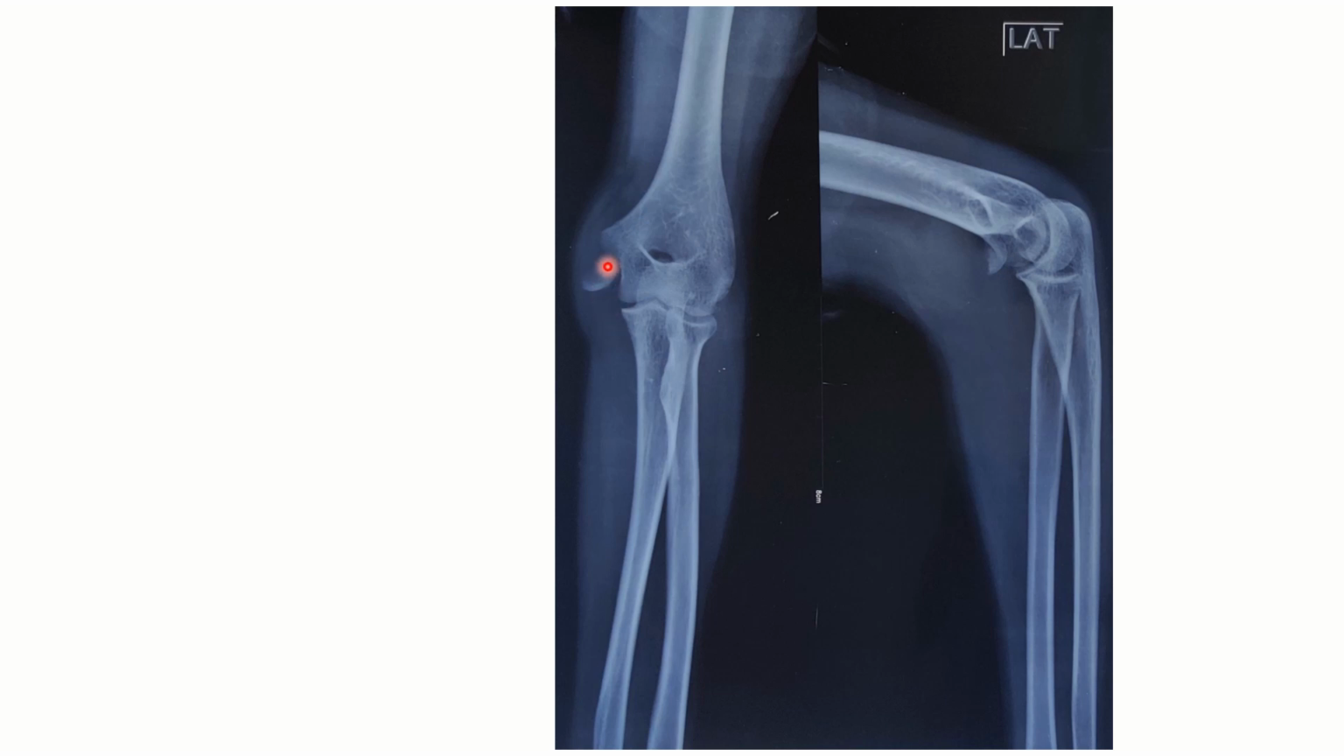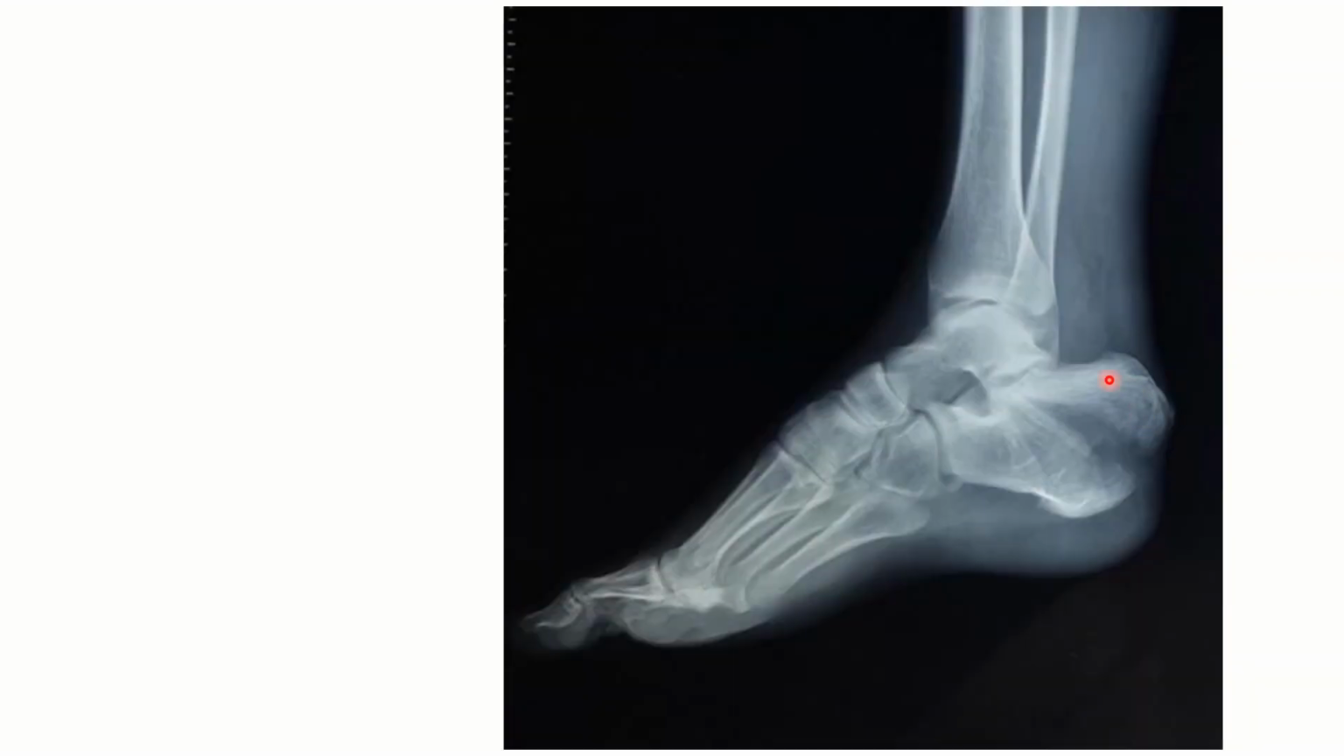For example, in this X-ray, the medial epicondyle is avulsed because of the attachment of the common flexor origin. So this would be an avulsion fracture of the medial epicondyle. Similarly, we can have an avulsion fracture of the calcaneum because of the strong pull of the gastrocnemius. So these are avulsion fractures.